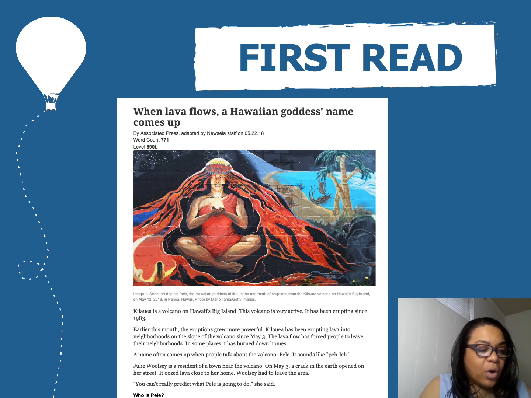Kilauea is a volcano on Hawaii's Big Island. This volcano is very active. It has been erupting since 1983. Earlier this month, the eruptions grew more powerful. Kilauea has been erupting lava into neighborhoods on the slope of the volcano since May 3rd. The lava flow has forced people to leave their neighborhoods. In some places, it has burned down homes. A name often comes up when people talk about the volcano: Pele. It sounds like Pele.